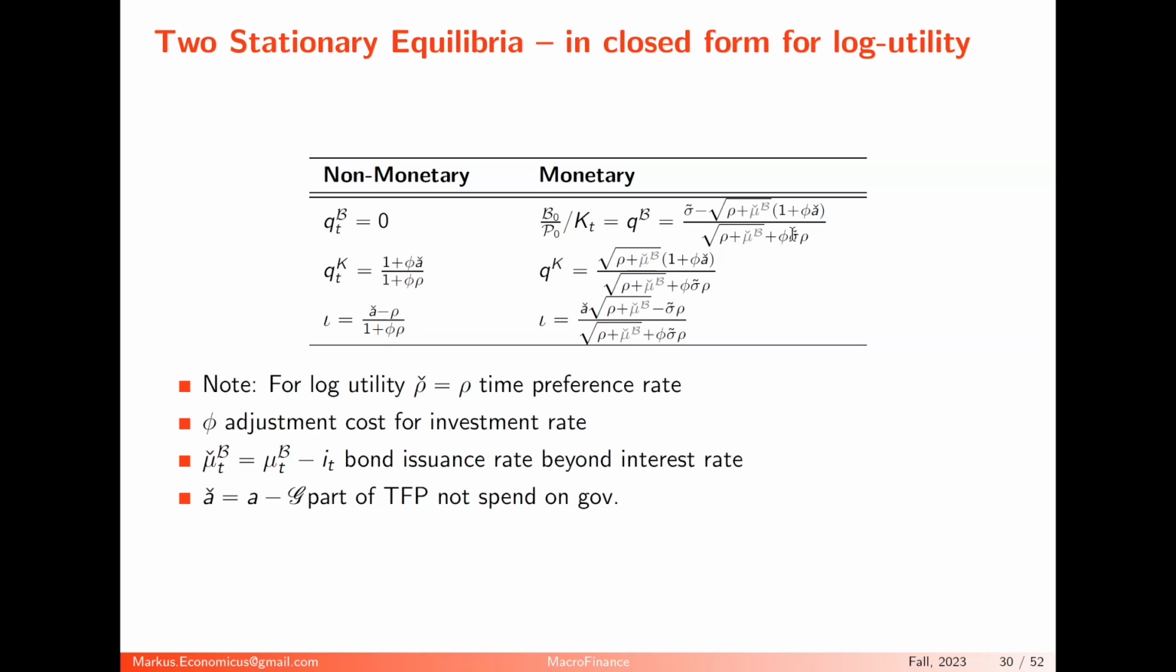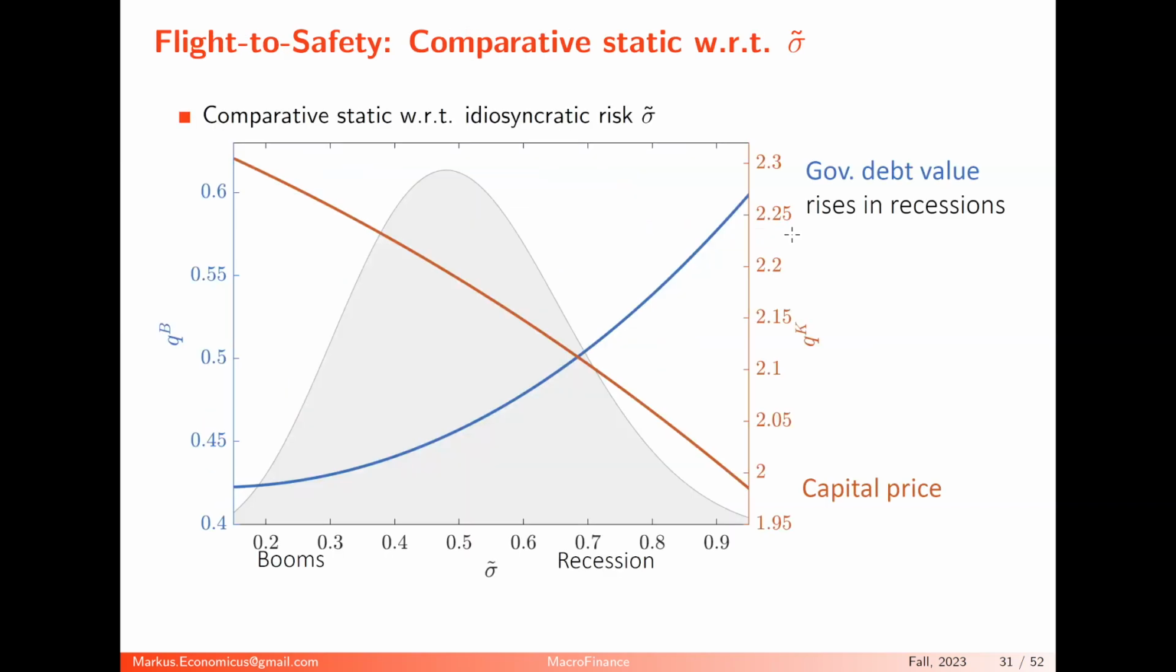And here's this picture. If sigma tilde is going up, in purely comparative statics, the price of capital is going down and the price of government bonds goes up. That's like a flight to safety. If I have two economies, one with a high sigma tilde, the value of the government bond will be much higher, and the physical capital will be lower. And in an economy with a low sigma tilde, less idiosyncratic risk, the government bond will be worth less, but the price of capital will be higher.